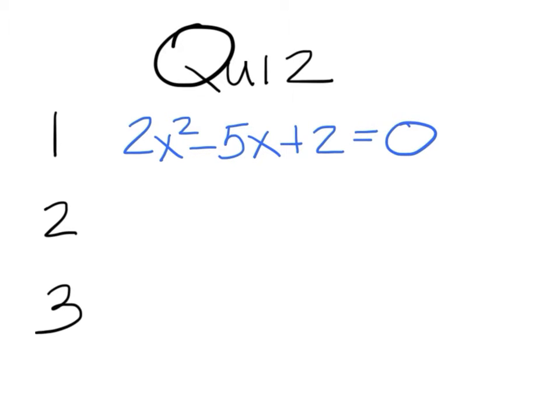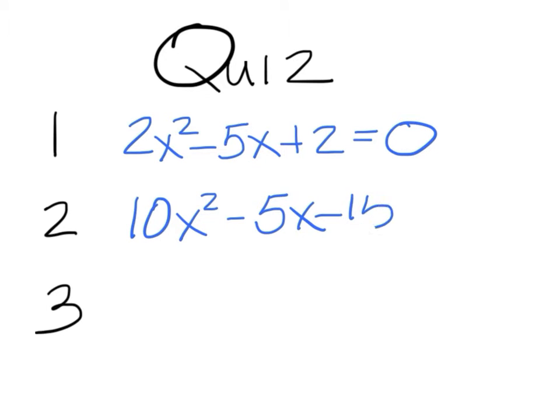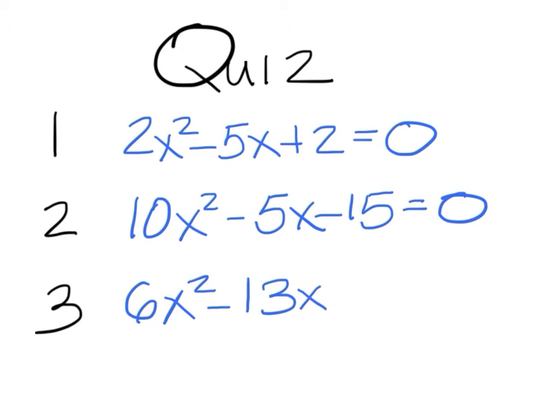The problems are 2x squared minus 5x plus 2 equals 0. 10x squared minus 5x minus 15 equals 0. And 6x squared minus 13x minus 15 equals 0. You only need to put the solutions in the answer spots on the quiz sheet.